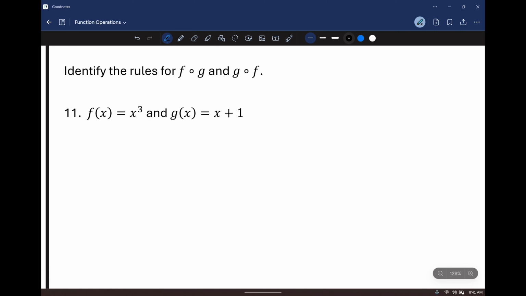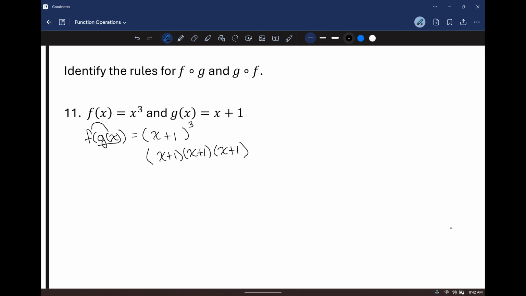All right, 11, we're identifying the rules for f of g and g of f. So we're going to do it both directions. Let's start with f of g of x. We're going to plug g into f. So I'm going to put a parenthesis in my f where the x is and replace it with g, which is x plus 1. So we're going to have to take x plus 1 times x plus 1 times x plus 1.